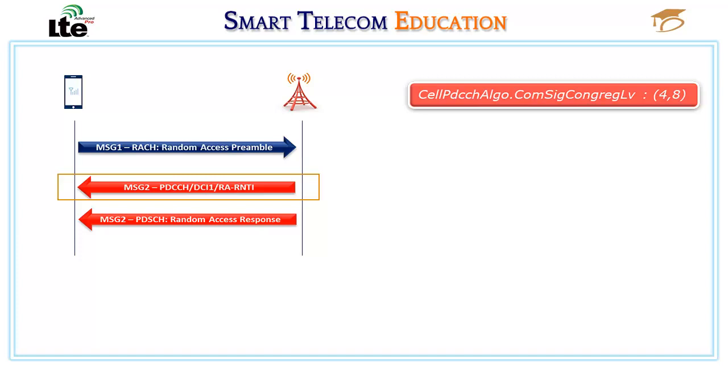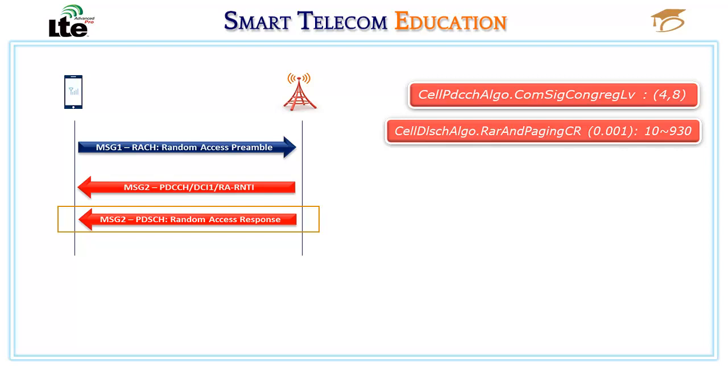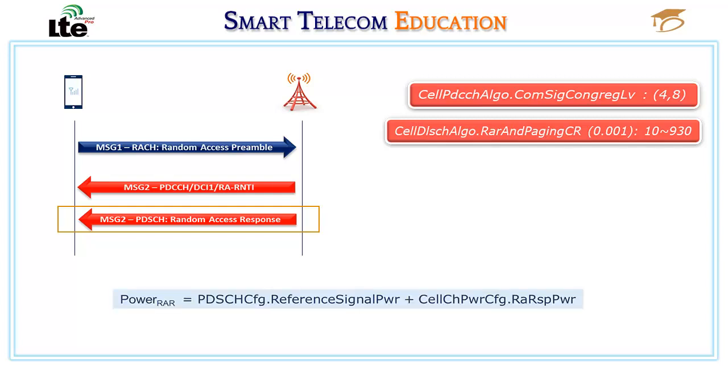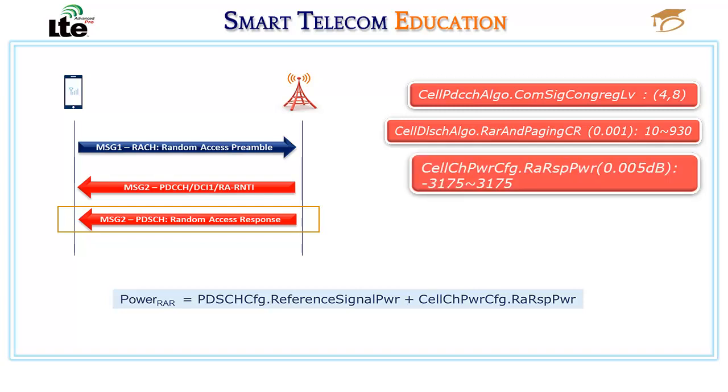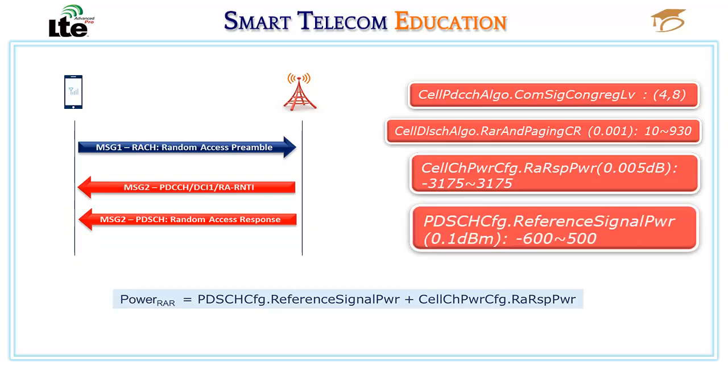Default value 4. The PDSCH message for random access response is sent using QPSK modulation and the coding rate is set by the parameter cell downlink scheduling algo random access response and paging code rate. Default value 0.117. The power level of random access response message can be adjusted by the random access response power parameter under cell channel power configuration. The PDSCH configuration reference signal power is the cell RS power.